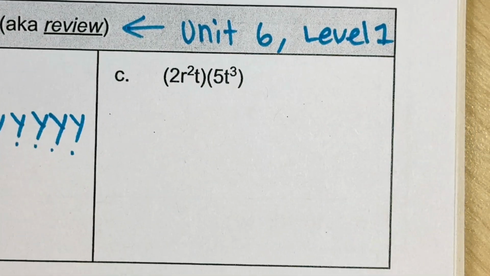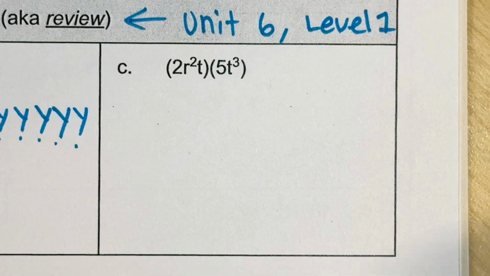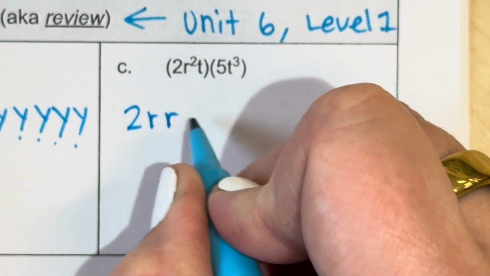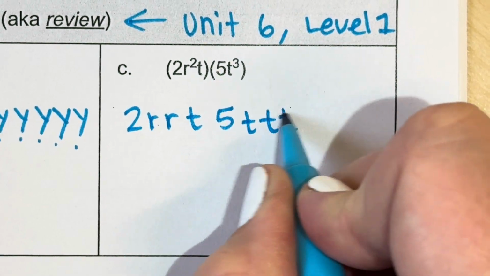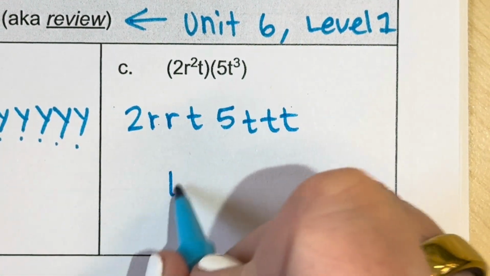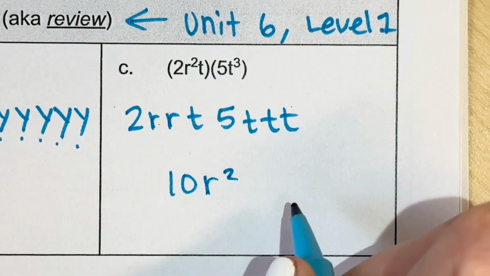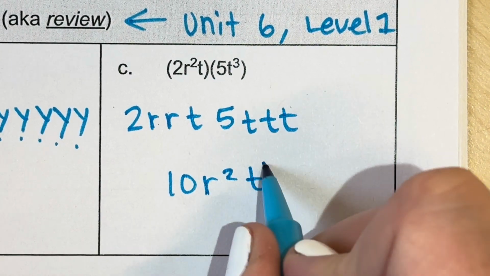If you didn't try C, hit pause and try it. 2 times r times t times 5 times t times t times t. 2 times 5 is 10. R to the 2nd power, t to the 4th power.